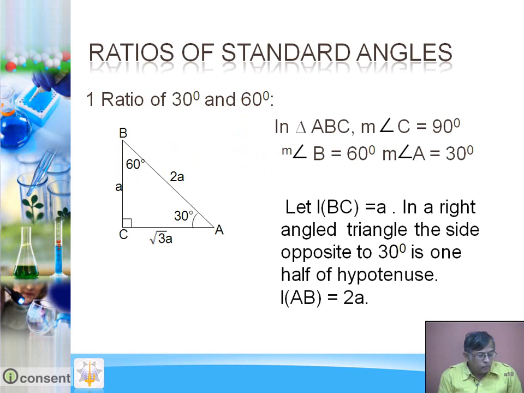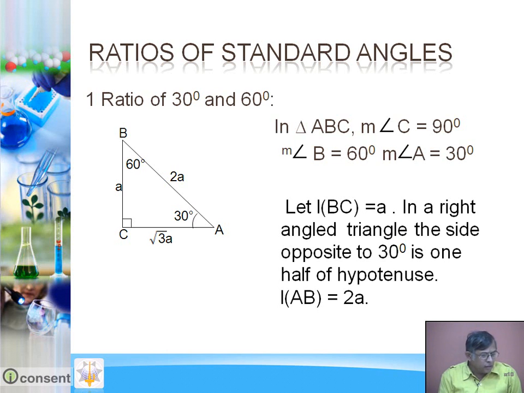Now let us find the ratios of standard angles. We know that in a right triangle, the side opposite to 30 is half of the hypotenuse, and the side opposite to 60 is root 3 by 2 into the hypotenuse. In a right triangle with angles 45, 45, 90, the side opposite to 45 is equal to 1 upon root 2 into the hypotenuse. So using these results, we can find the ratios of 30, 60, 45.